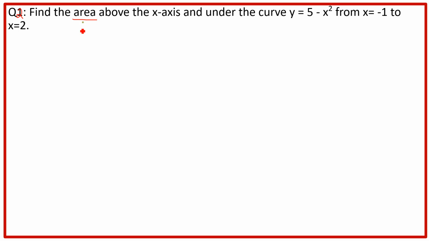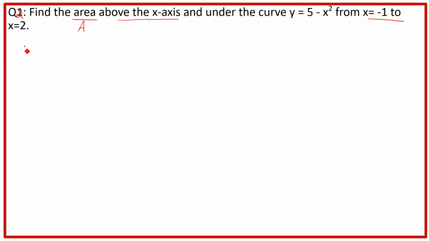In the question, you have to find the area, and area is represented by A. Above the x-axis. What is the meaning of above the x-axis? I will show you with the help of a graph. You should be very careful about this, below the x-axis or above the x-axis. Here it is above the x-axis and the curve is 5 minus x square, from x equals minus 1 to x equals 2. This is the lower limit. This is the upper limit.